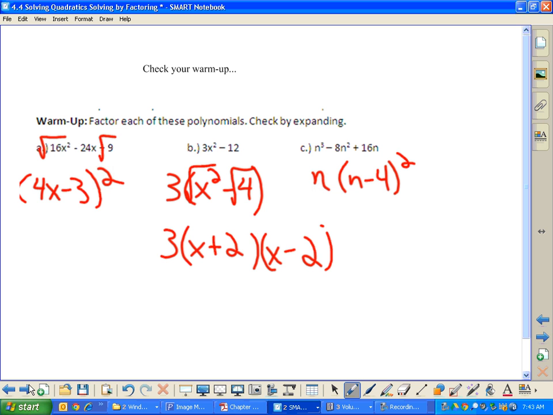Part B, you had to GCF it first, pull out a 3, you end up with 3 times the quantity of x plus 2 times the quantity of x minus 2. And lastly, on part C, you pull out a GCF there of n, and then it is also a perfect square trinomial, n minus 4 times n minus 4. So those are your answers there.